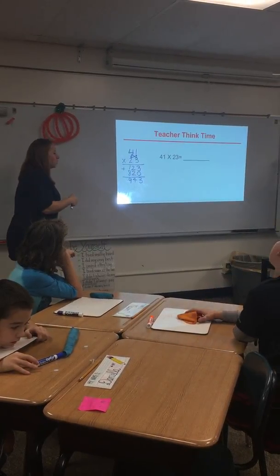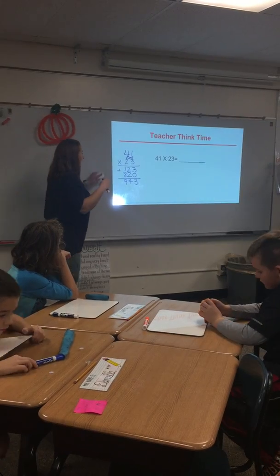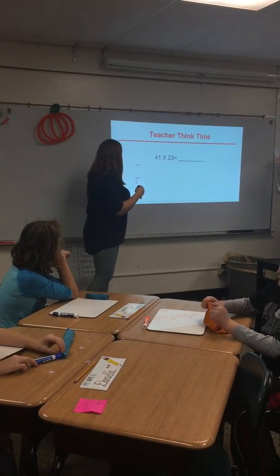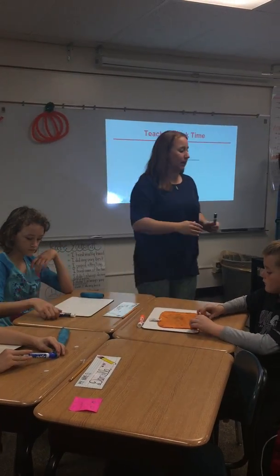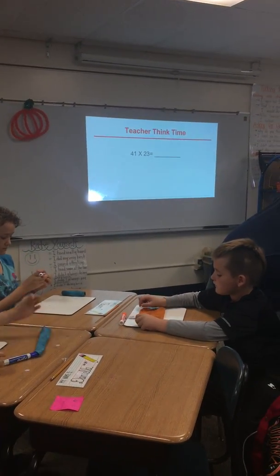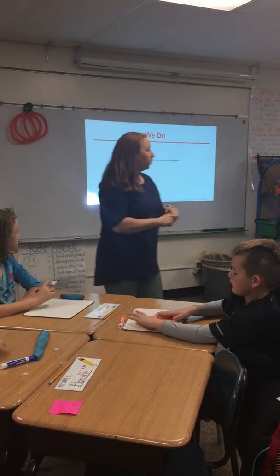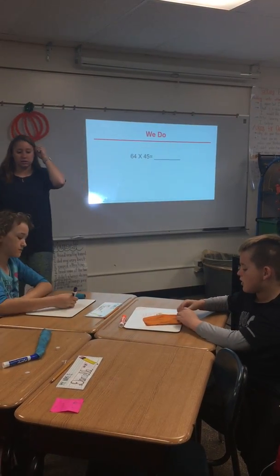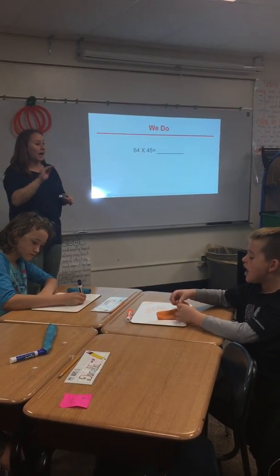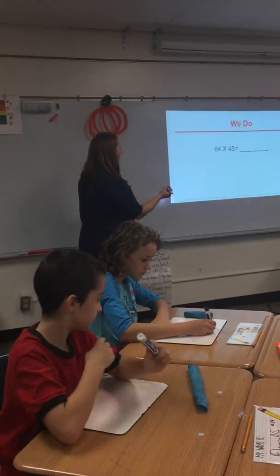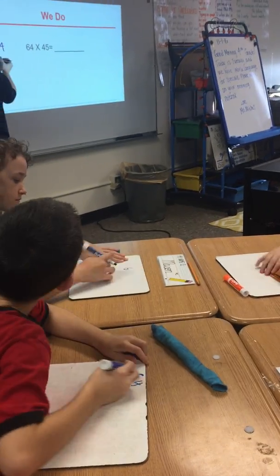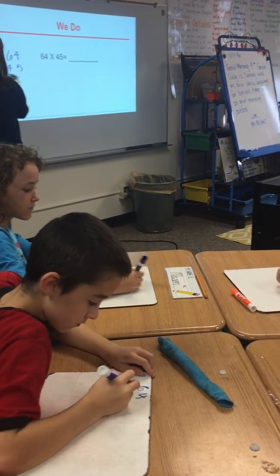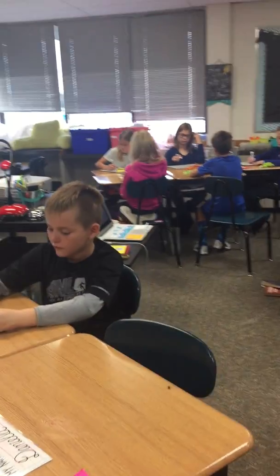Okay, this next one I'd like you to solve with me. I'm going to have some friends come up to the board, but I would also like everyone to be writing the problem together. So we've got a we do of 64 times 45. On your whiteboards, I should see everyone writing out 64 times 45 vertically, lining up those place values.